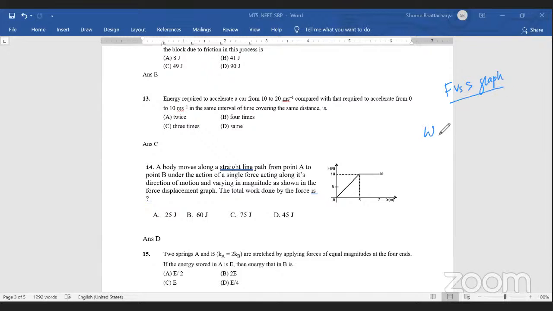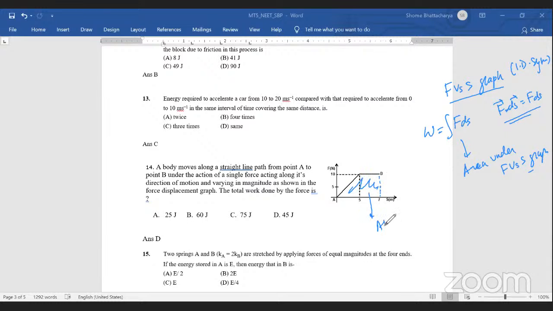Now we know work done in general is the integration of F dS, like this, in a 1D system. In a 1D system, F dot ds becomes F ds because everything is along one axis. So what is this? This is the area under the force versus S graph. At any point of time, if the displacement is so much, this area should be equal to the integration of F ds, which is nothing but work done. So just calculate the area.